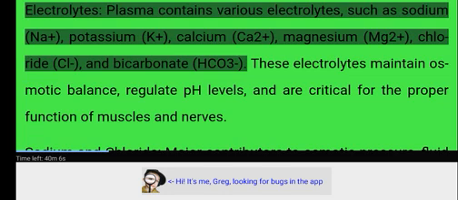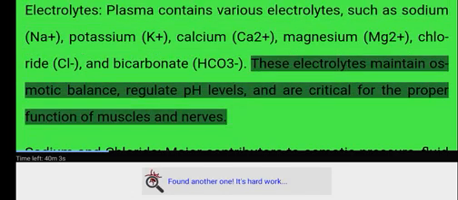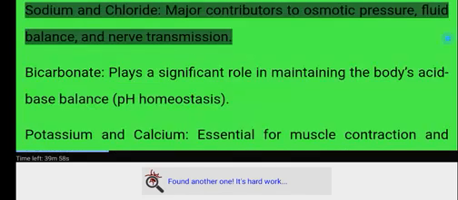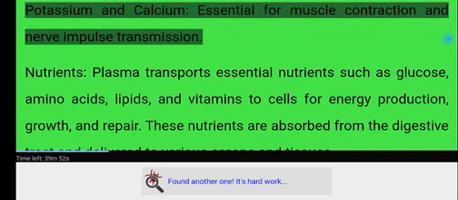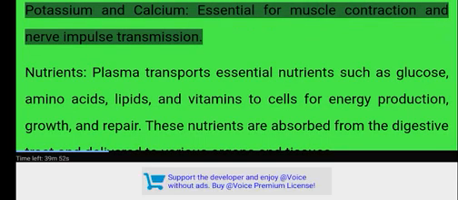Electrolytes. Plasma contains various electrolytes, such as sodium (Na+), potassium (K+), calcium (Ca2+), magnesium (Mg2+), chloride (Cl-), and bicarbonate (HCO3-). These electrolytes maintain osmotic balance, regulate pH levels, and are critical for the proper function of muscles and nerves. Sodium and chloride are major contributors to osmotic pressure, fluid balance, and nerve transmission. Bicarbonate plays a significant role in maintaining the body's acid-base balance, pH homeostasis. Potassium and calcium are essential for muscle contraction and nerve impulse transmission.